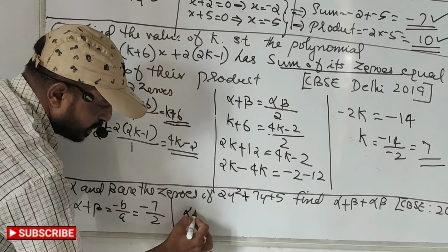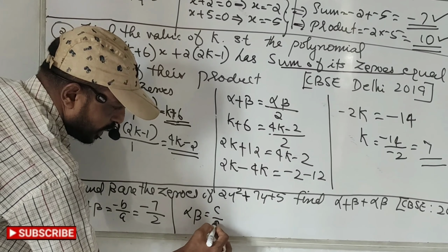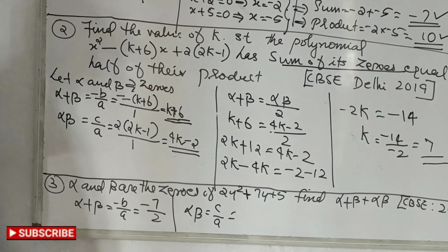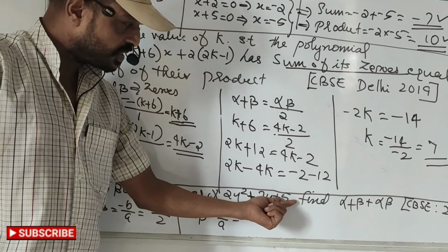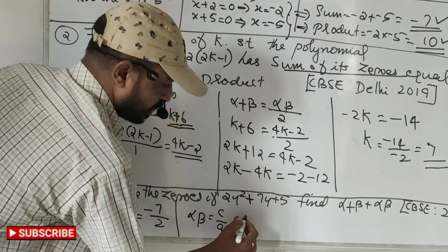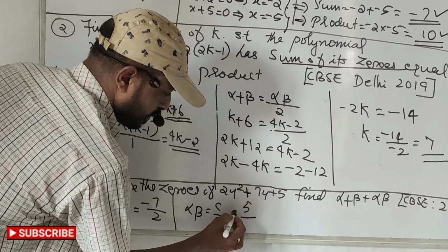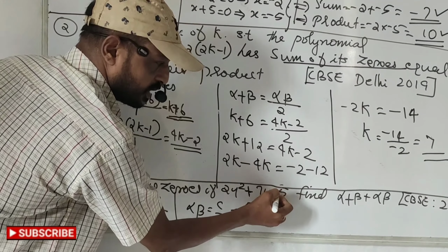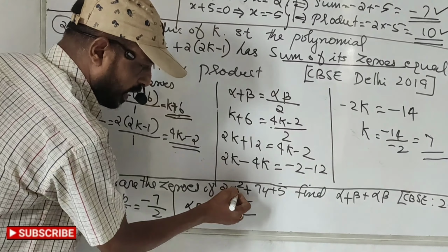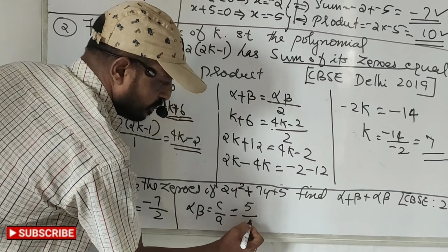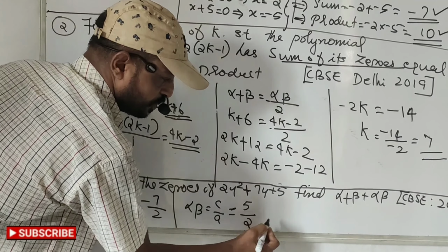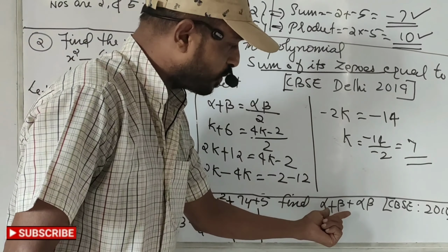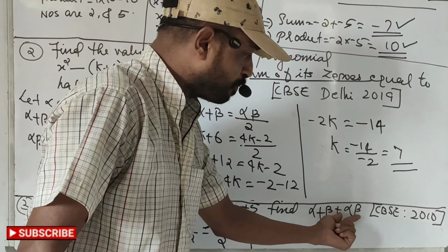What is alpha into beta? Which is c by a. What is c? C is the constant term which is 5. So c by a, what is a? A is the coefficient of y square which is 2. 5 by 2. So we know that alpha plus beta is minus 7 by 2 and alpha into beta is 5 by 2. You are required to find out alpha plus beta plus alpha beta.